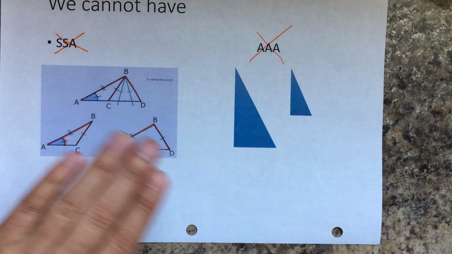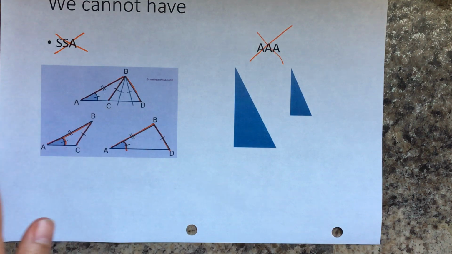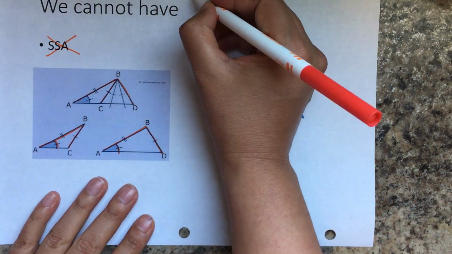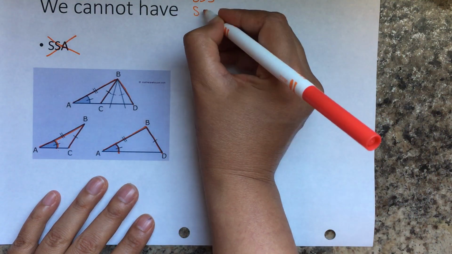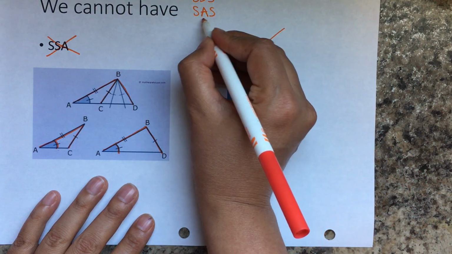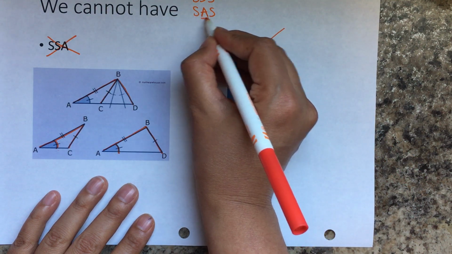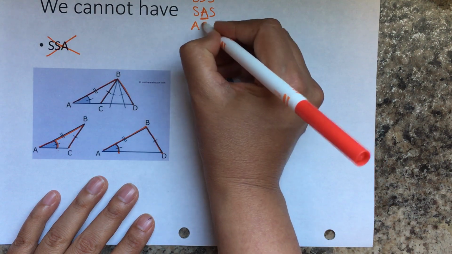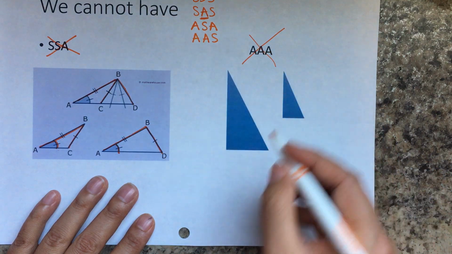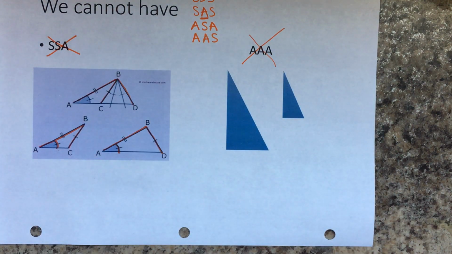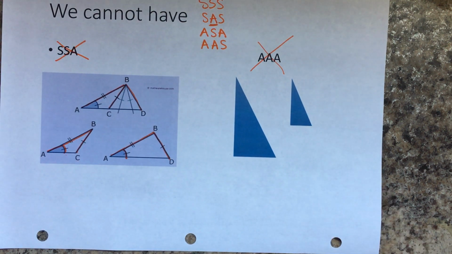So double S, no. Triple A, no. The only ones that work, that we have seen up to now, are side-side-side, so all three sides congruent; side-angle-side, where the two sides have to be separated by the angle; then angle-side-angle, and angle-angle-side. Those work. Those are the ones that we have learned for 9.7 and 9.8. Okay, so have fun doing 9.8.